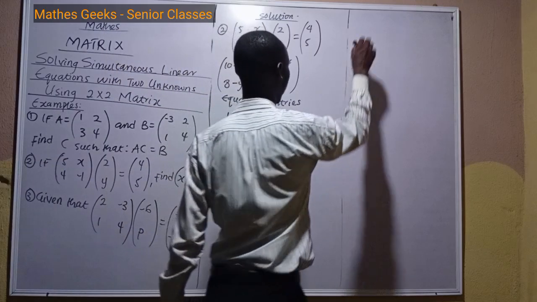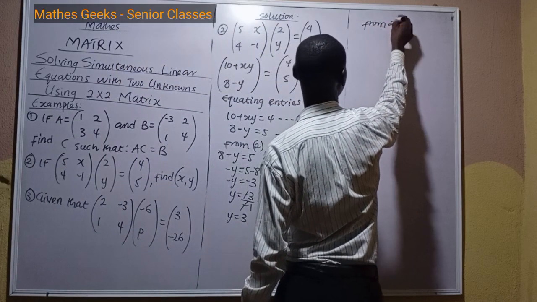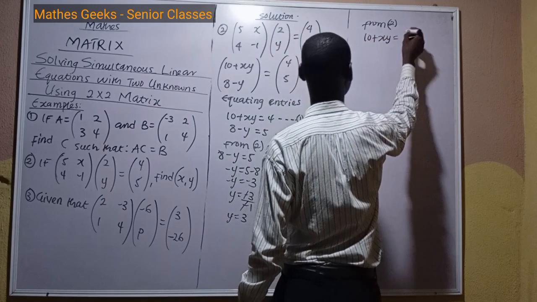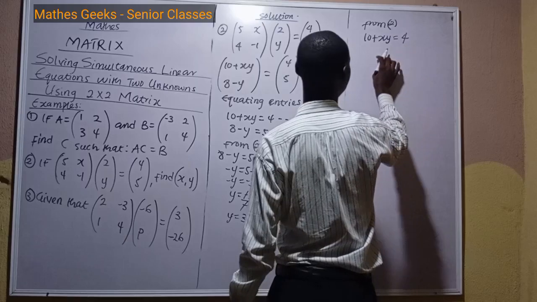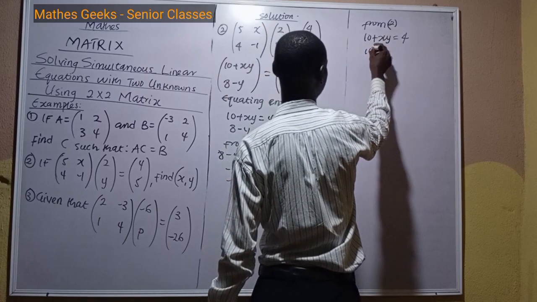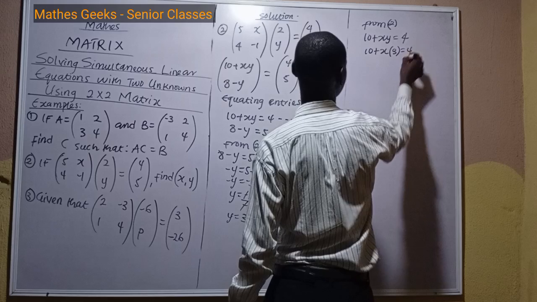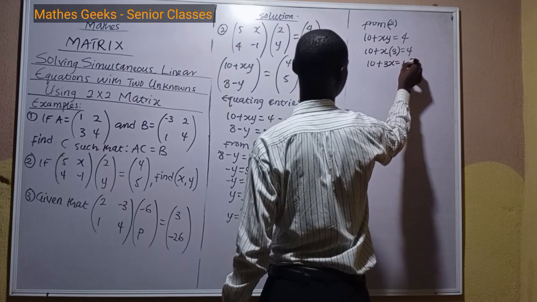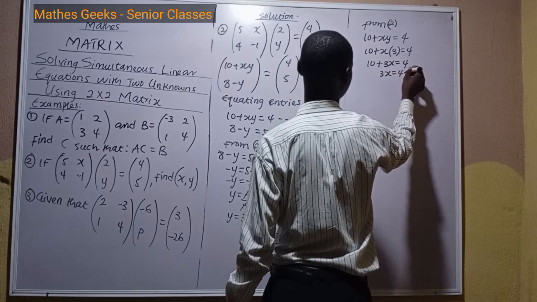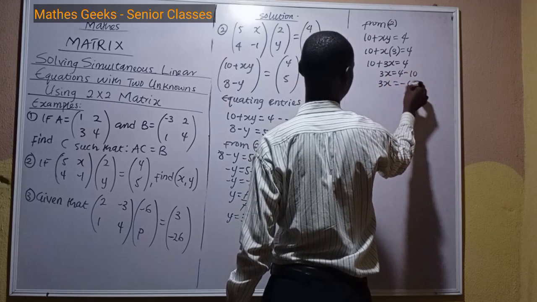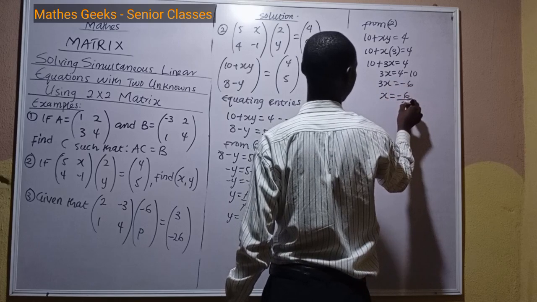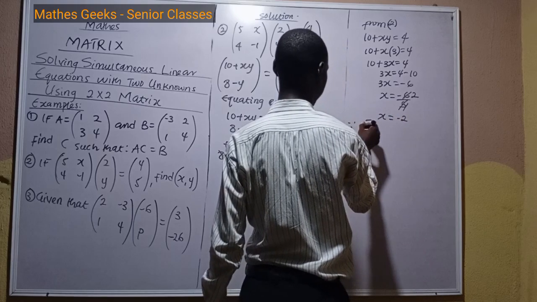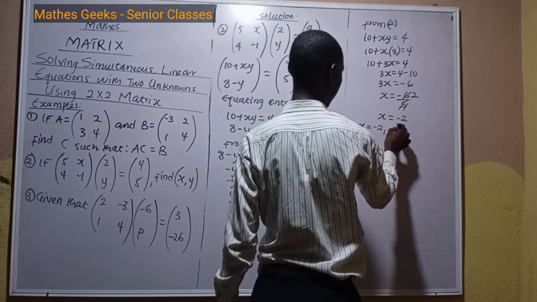So now let's go to equation 1. We have 10 plus xy is equal to 4. For y is 3, so 10 plus x times 3 is equal to 4. So 10 plus 3x is equal to 4. 3x is 4 minus 10. 3x is equal to minus 6, and x is minus 6 over 3, which is minus 2. So x is equal to minus 2. Therefore, x is equal to minus 2, y is equal to 3.